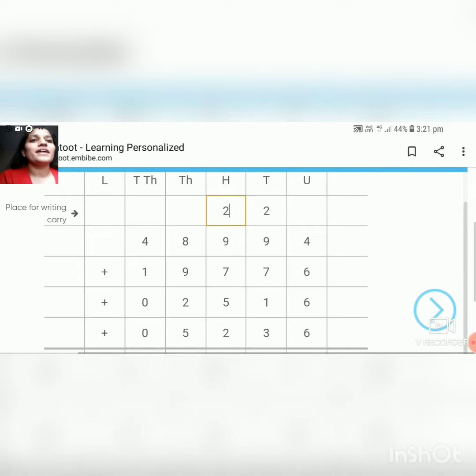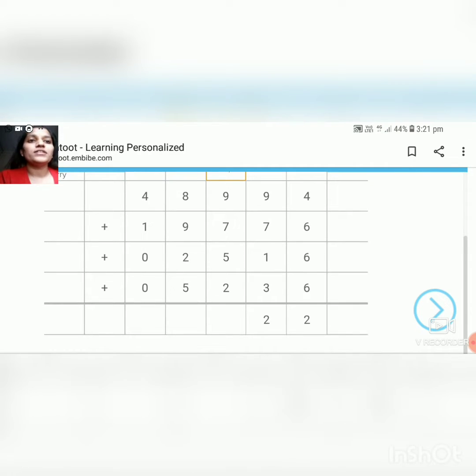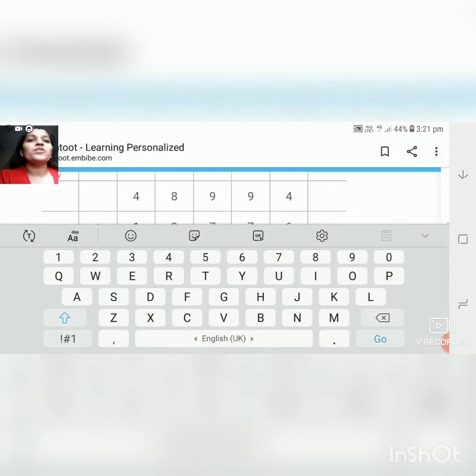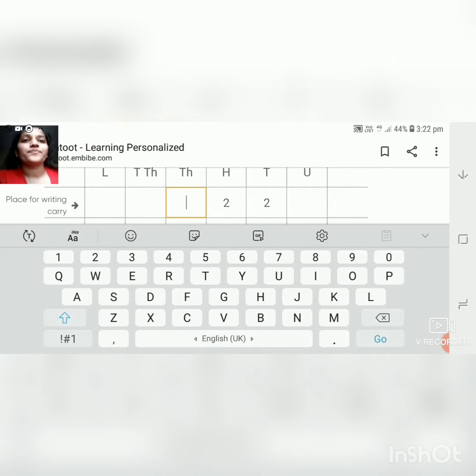Now we have to add the 100s place with carryover 2. So 2 plus 9, 11. 11 plus 7, 18. 18 plus 5, 23. 23 plus 2, 25. From 25 we are going to write 5 here, and we write 2 as carryover again.